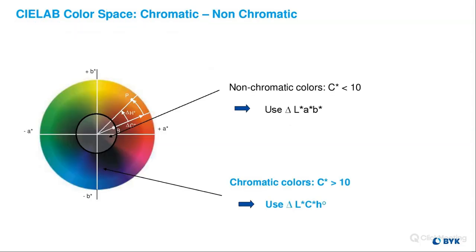For CIELAB, there's always a definition for chromatic and non-chromatic for every color equation. For CIELAB, anything under 10 for C is considered non-chromatic, and anything over 10 is considered chromatic. For the weighted color systems, those are already generated for you by the equations themselves in our Smart Chart software.